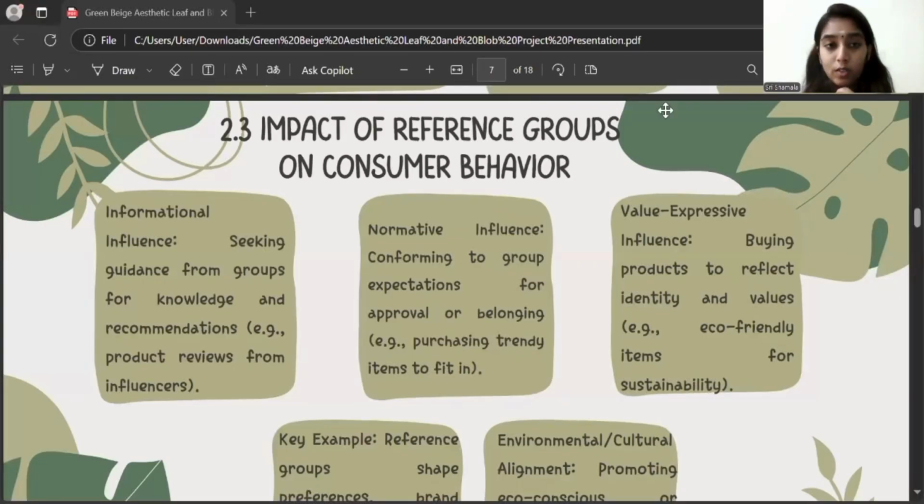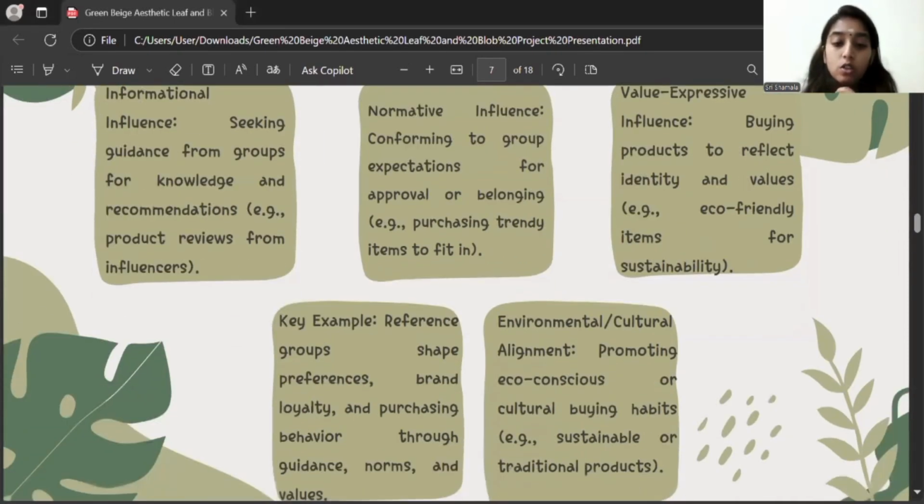So the next one. Okay, the next slide will be on 2.3, impact of reference groups on consumer behavior. We have around 4 here. The first one will be on informal influence.